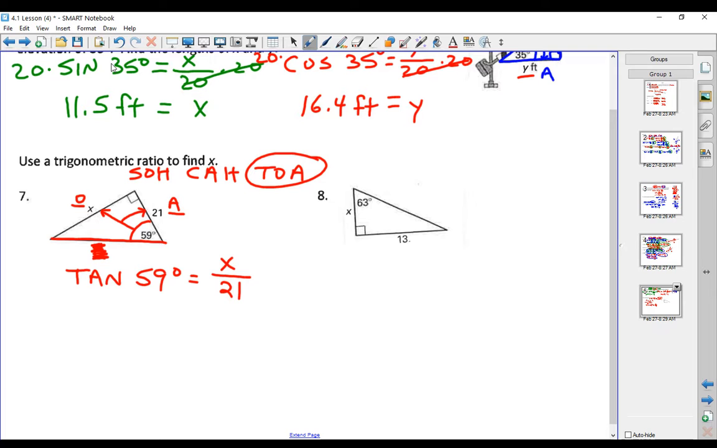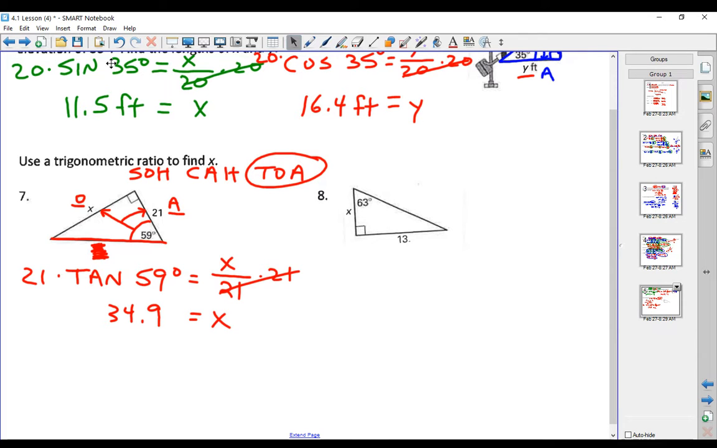We don't have to do a switcheroo here. All we have to do to get the x by itself is multiply both sides by 21. And when we do that, x comes out to be 34.9. You'll need to do that on your calculator. Again, don't forget you may have to put parentheses around 59 and make sure you're set on degree mode. If you're getting different answers than what I am, that's probably what the problem is. You're on some other mode besides degrees. If you have questions about how to change the calculator on that, please message me or email me, and I'll be glad to help you with that.